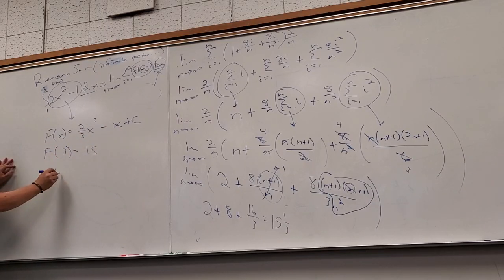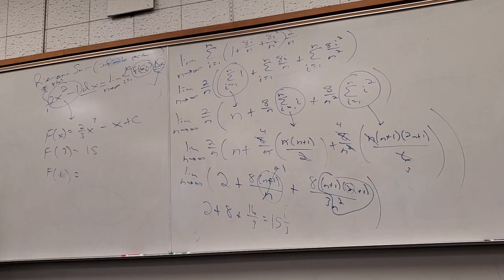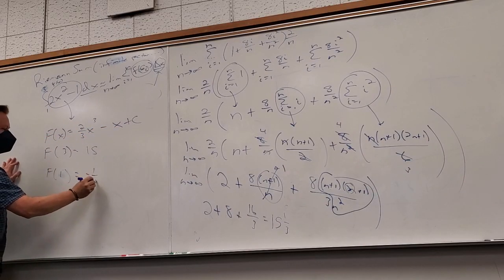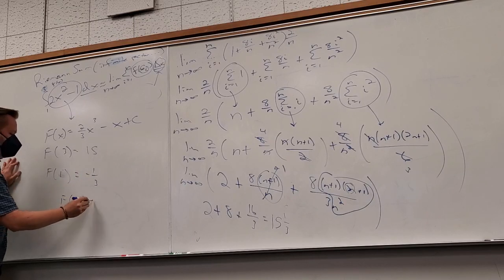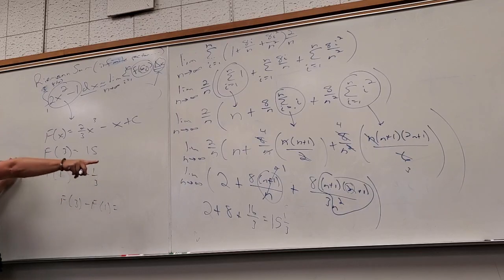What is f of 0? I'm sorry, f of 1? 2 thirds minus 1 is negative 1/3, correct? What is f of 3 minus f of 1? 15 minus negative 1/3, 15 and a third.